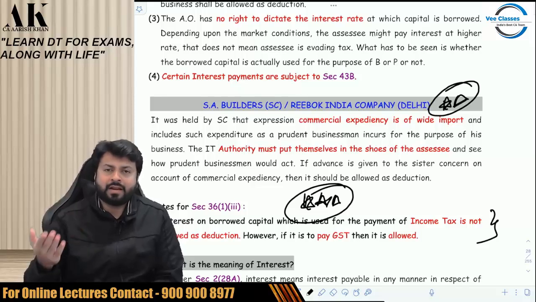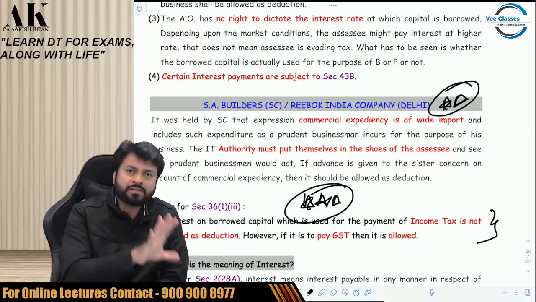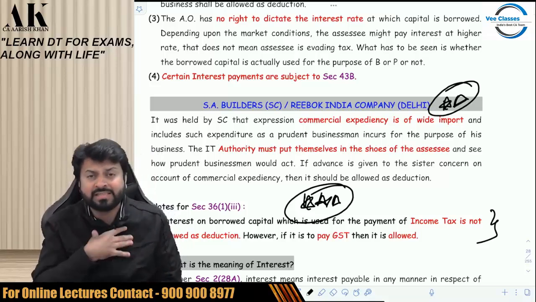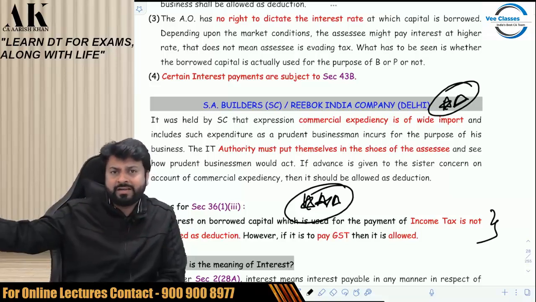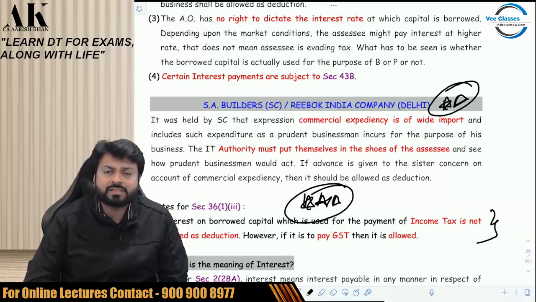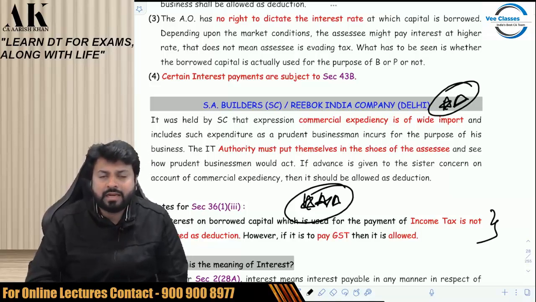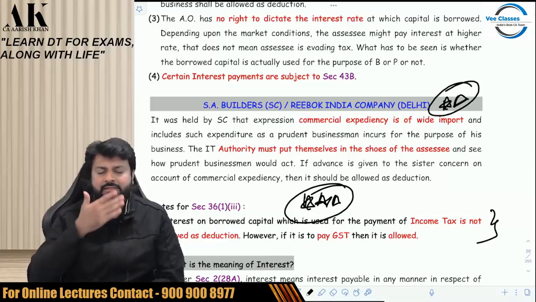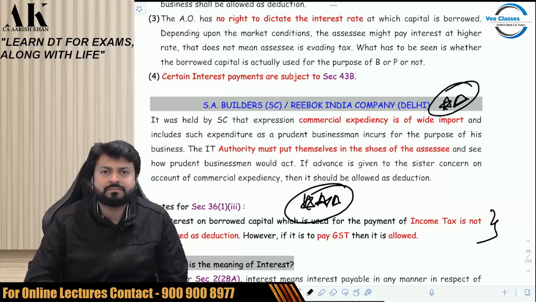The assessee argued that we are not diverting the funds, we are giving the funds to the sister concern because the sister concern is important for our business, and it is an extended arm of our entity only. It is something in which we have a deep interest. That is the reason we are giving loans to the sister concern. The assessing officer said, no, you are diverting the funds to the sister concern, so we will disallow the interest.